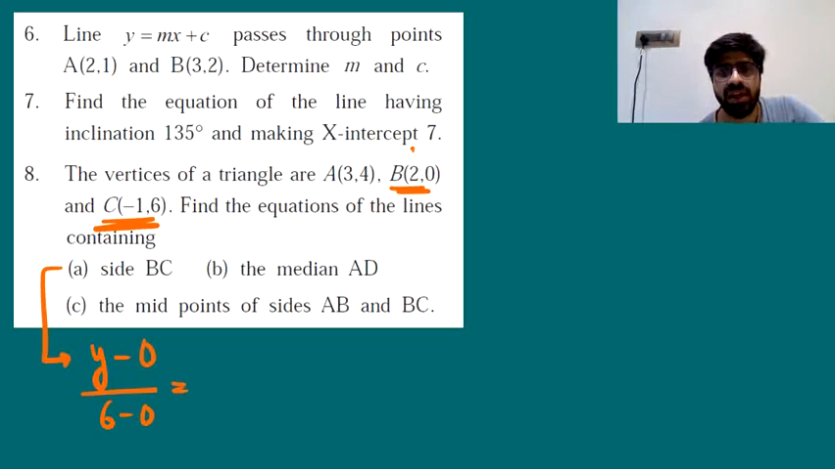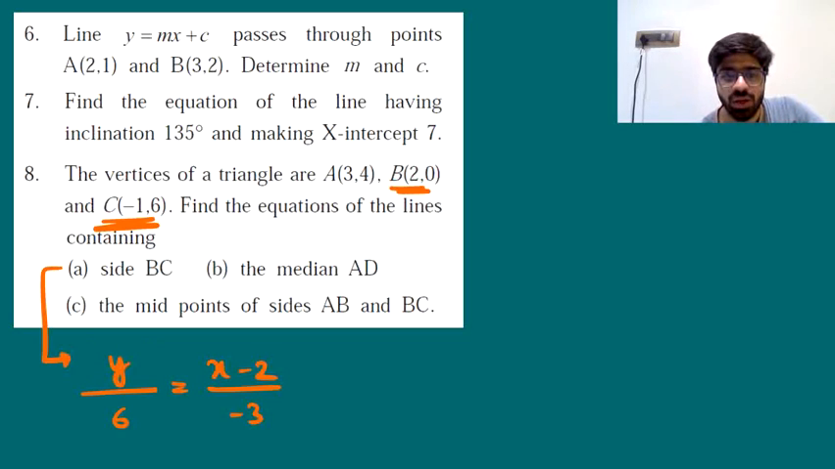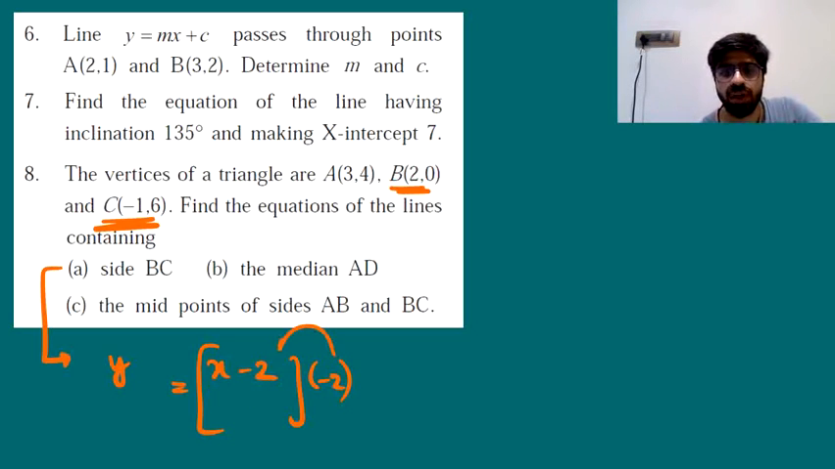On the right hand side, it will be x minus x1, that is x minus 2, divided by x2 minus x1, that is minus 1 minus 2. So this will be minus 3. This simply will be equal to 6. Okay, y minus 0 will also be equal to y. You can take that 6 on the right. So we will have this entire thing multiplied by 6. Minus 3 and 6 can cancel off each other. And this will become equal to minus 2. And with that minus 2, when you open up this bracket, that will give you minus 2x plus 4.